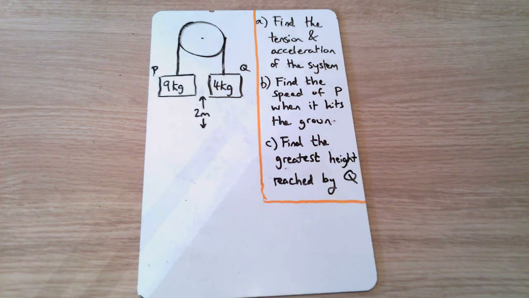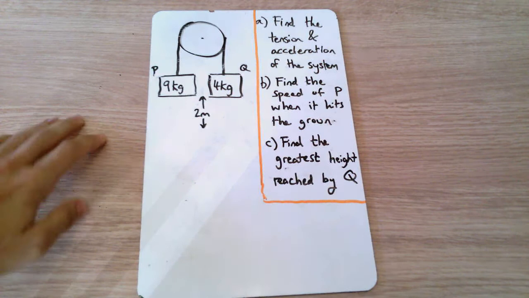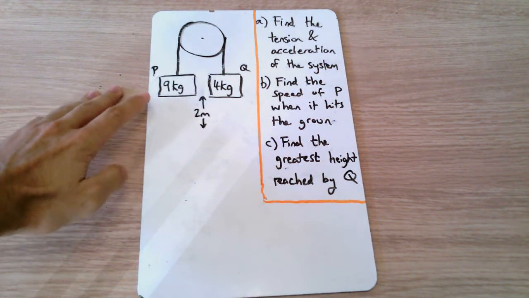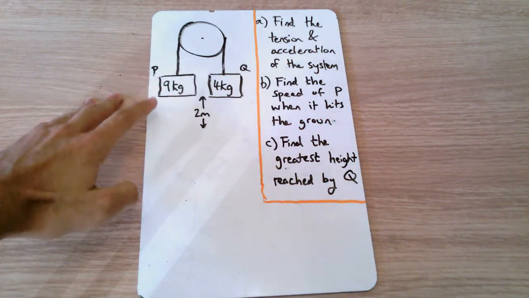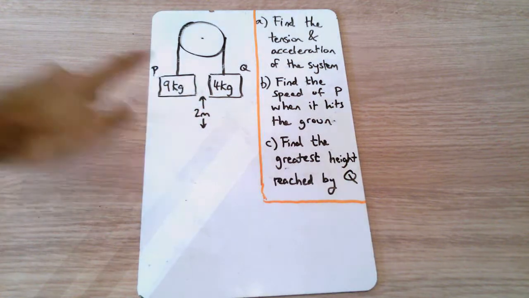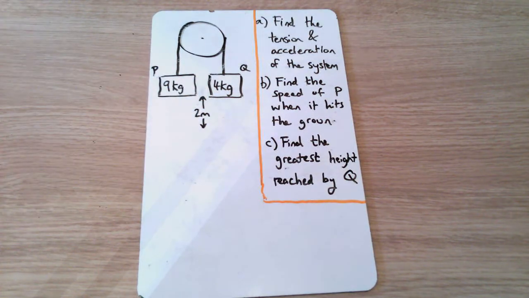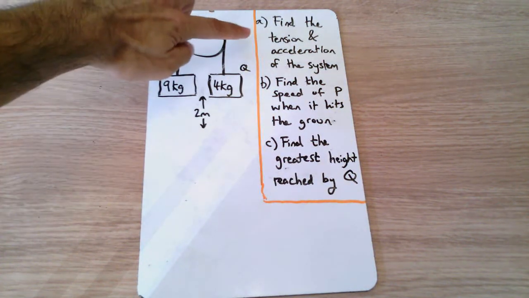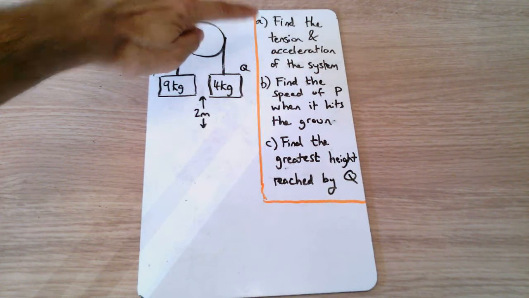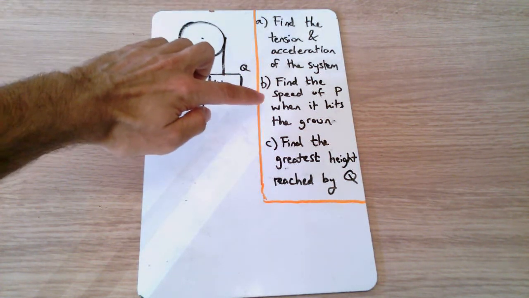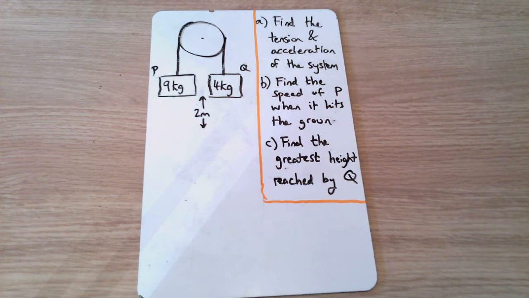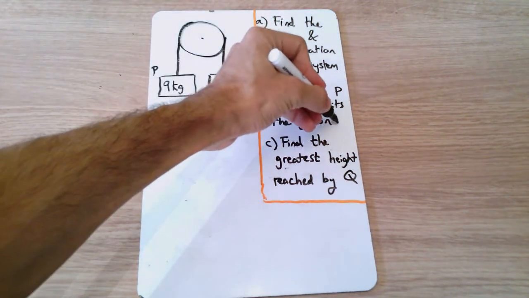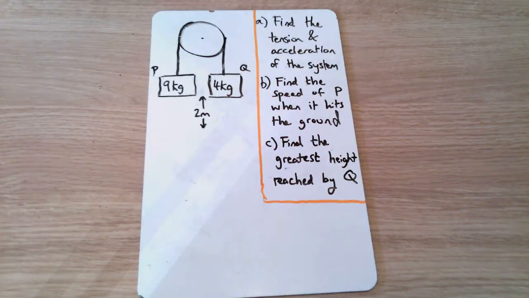Now what I have in front of us is a pulley system with a 9 kilogram block on the left hand side, that's particle P, and particle Q on the right hand side, which is the 4 kilogram block. And both of the particles are 2 meters above the ground. Our starting question is still to find the tension and acceleration of the system, and then to find the speed of the particle when it hits the ground.